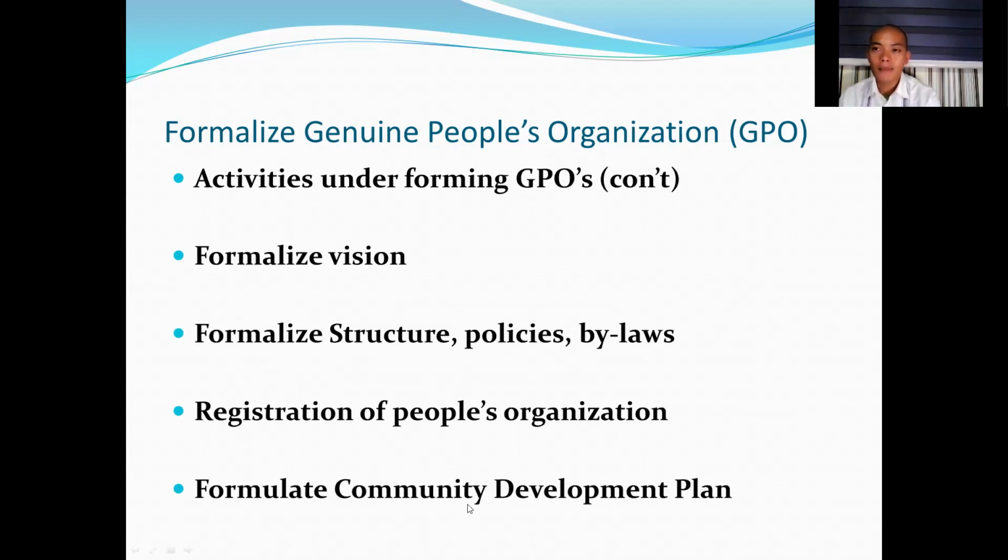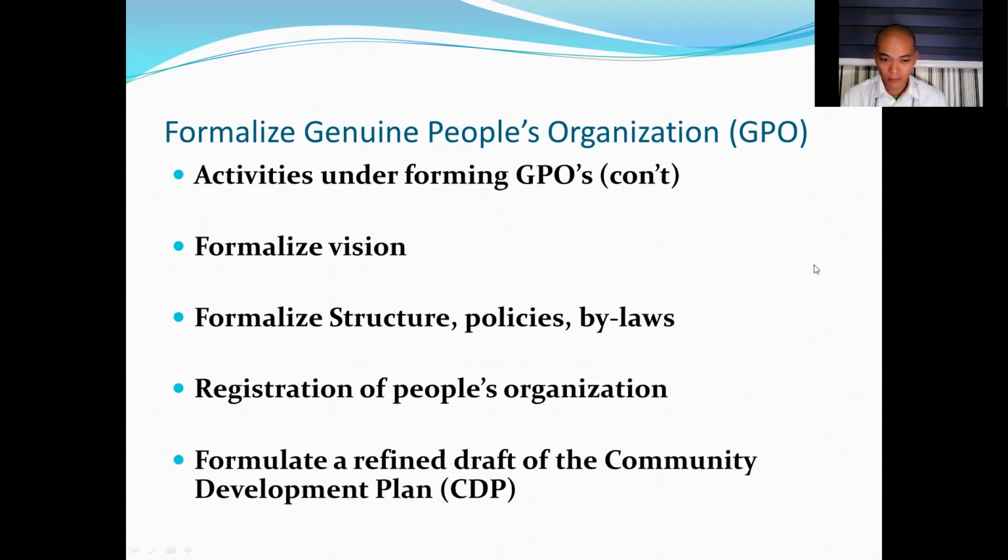Okay, so the plan must be, what do you call this, formulated initially by the GPO, even just a draft, as long as a community development plan is being formulated. It means that the goal really is to be able to organize for the betterment of the community. So the GPO, one of the initial programs that they will do is to formulate a community development plan.